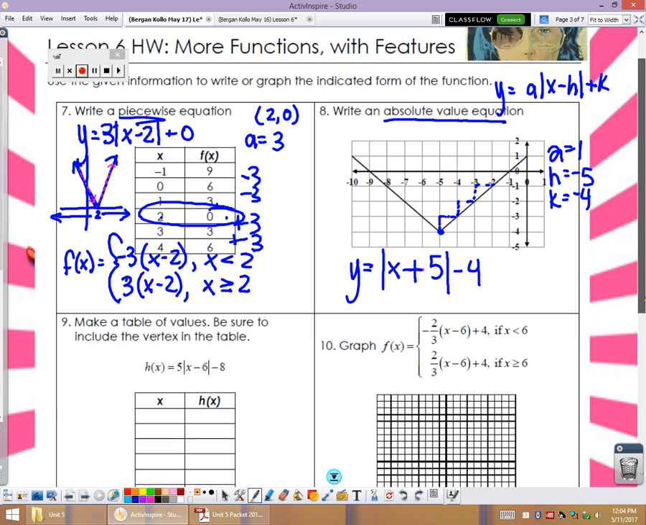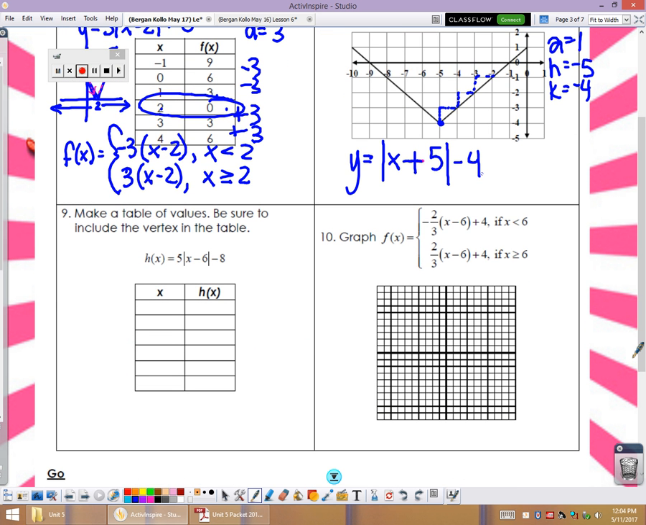All right, let's look at the next part. Number 9 says make a table of values. Be sure to include the vertex in the table. This is awesome. Vertex for me always goes in the middle. There really isn't a middle here, but I'll put it here for the sake of having a middle. My vertex here is positive 6, negative 8. 6, negative 8 is my vertex. Now this is absolute value, so it's going up by the same amount every single time. So I'm going to put 7, 8, 9 on this side, 5, and 4.